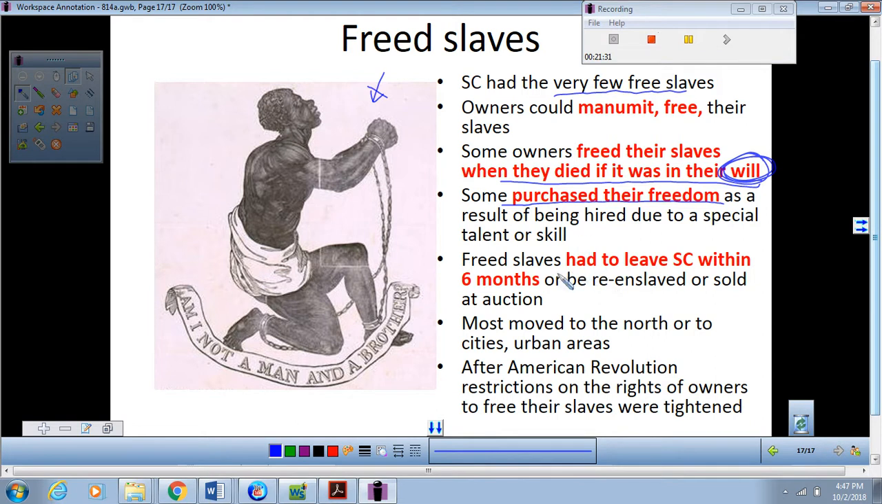However, freed slaves had to leave South Carolina within 6 months or be re-enslaved and sold at auction. Most moved to the north or to the cities or urban areas. After the American Revolution, restrictions on the right of owners to free their slaves were tightened.